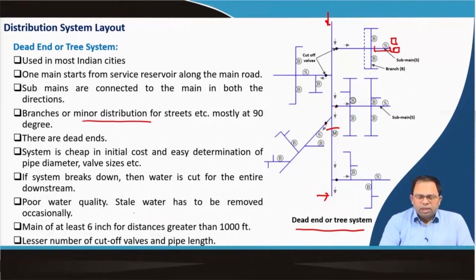And poor water quality, stale water has to be removed occasionally, and mains of at least 6 inches are needed for distances greater than 1000 feet, and there are a lesser number of cut-off valves and less pipe length. So that's why the cost is less. You require fewer valves, and the pipe length is also lesser, because you don't have loops, you only go in one direction.